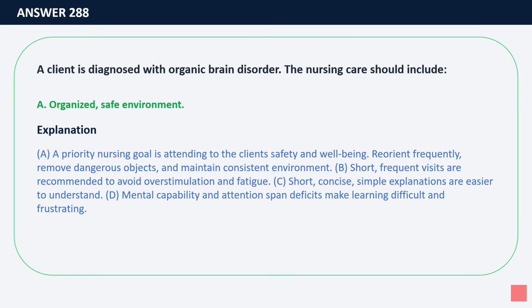Explanation: A. A priority nursing goal is attending to the client's safety and well-being. Reorient frequently, remove dangerous objects, and maintain a consistent environment. B. Short, frequent visits are recommended to avoid overstimulation and fatigue. C. Short, concise, simple explanations are easier to understand. D. Mental capability and attention span deficits make learning difficult and frustrating.